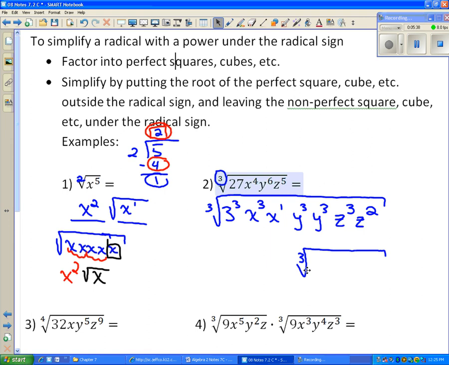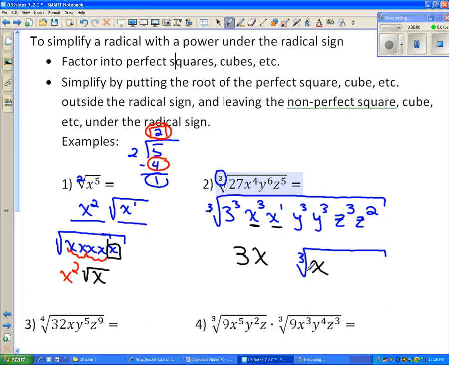Every group of 3 comes out once. So 3 cubed comes out as 3, because the cube root of a cube is just 3. X cubed comes out of the cube root as an x. This x to the first stays inside my cube root because there aren't 3 of them.